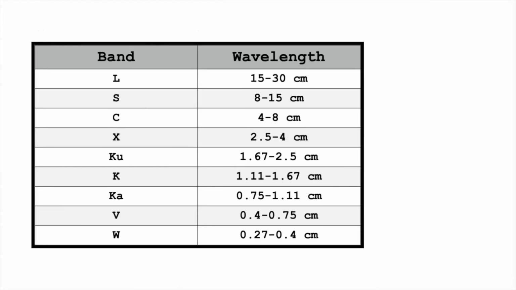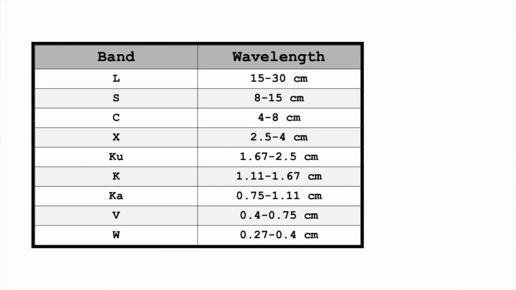Radars are divided into several different bands based on their pulse wavelength. WSR-88Ds, which are National Weather Service radars here in the US, operate at S-band with a wavelength of 8 to 15 centimeters. This is relatively large, making it a good choice for both close-range and distant weather observation without significant impacts from attenuation.